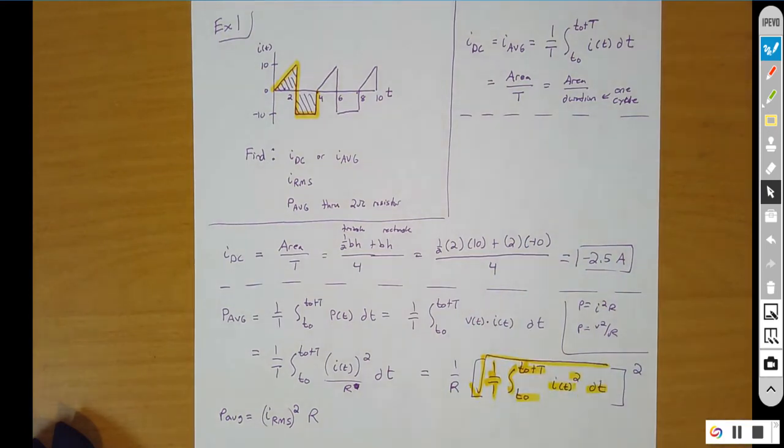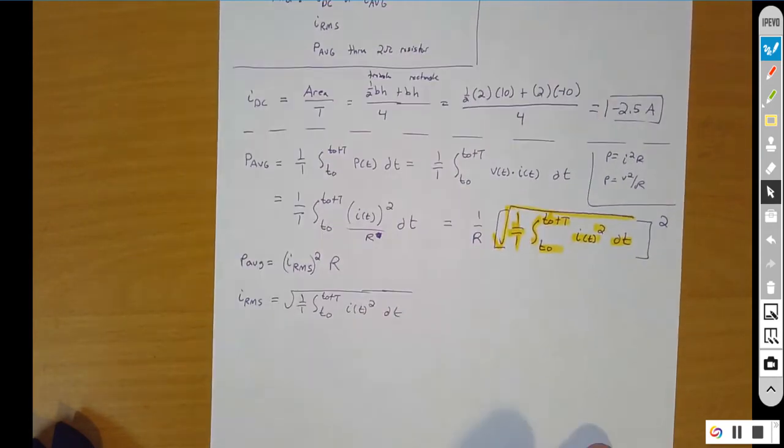That is the RMS piece. So I_RMS is equal to the square root of 1 over T, integral from T naught to T naught plus T, of I of t squared dt. And you can't see that, sorry about that. So let's apply that to our equation.